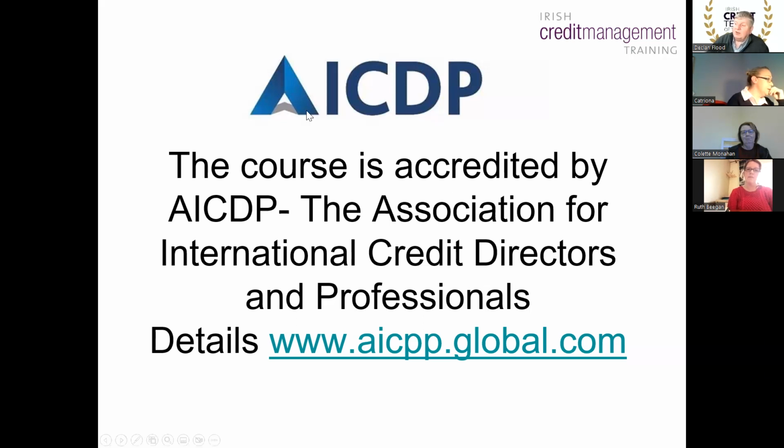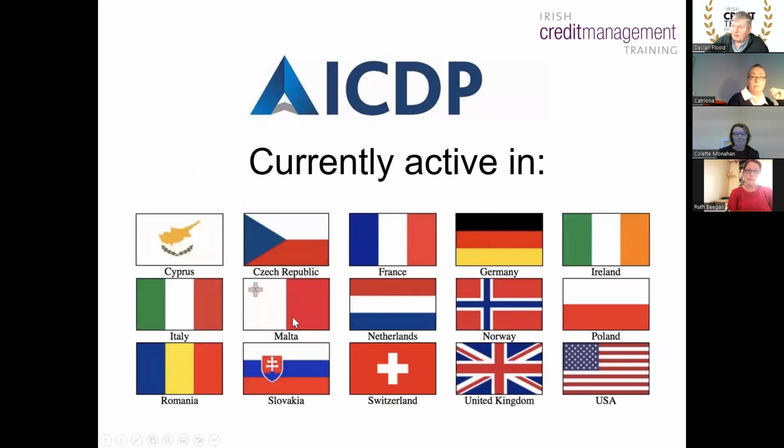So there are two major associations involved in credit. AICDP, which stands for the Association of International Credit Directors and Professionals. It's active in, I think it's now up to 20 countries at this stage where there are members. They organize events, they organize everything, and they recognize this diploma on an international level as well. So if you want to get an AICDP diploma, all you have to do is join AICDP. And you want the good news? It's free.